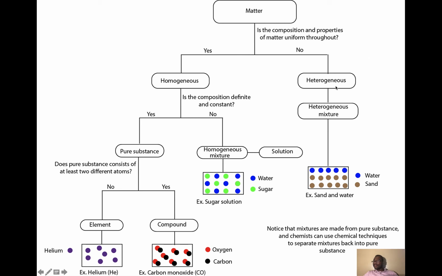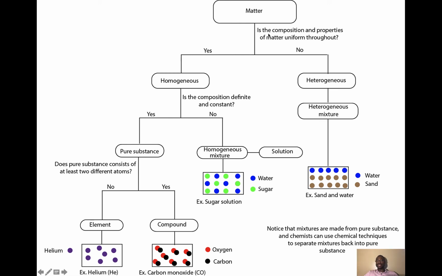Now, if the composition is not uniform at all, then you are dealing with a heterogeneous mixture. An example is oil and water, or a sand and water mixture. So that's another way of classifying, but you have to pay attention to the questions in the diagram.